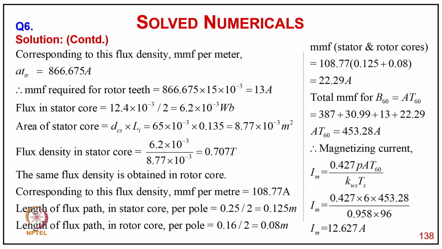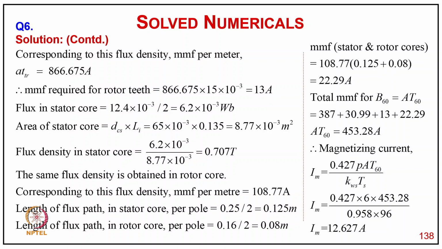The flux in stator core is calculated from half the net flux, 12.4 into 10 power minus 3 by 2, which comes to 6.2 into 10 power minus 3, and the area of stator core, dcs into Li, comes to about 8.77 into 10 power minus 3 meter square. So the flux density in stator core, this flux divided by this area, comes to 0.707 Tesla. The same flux density is obtained in the rotor core. For this flux density, the MF per meter is 108.77 from material property. The length of flux path in stator core per pole is 0.25 by 2, 0.125 meter, and the length of path in rotor core per pole is 0.16 by 2, that is 0.08.